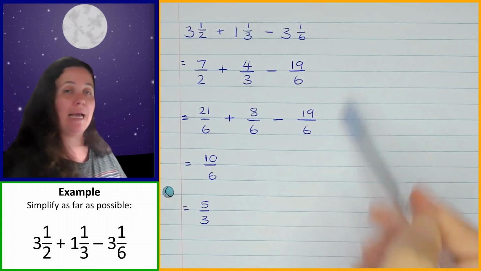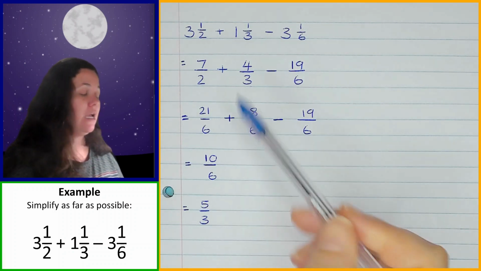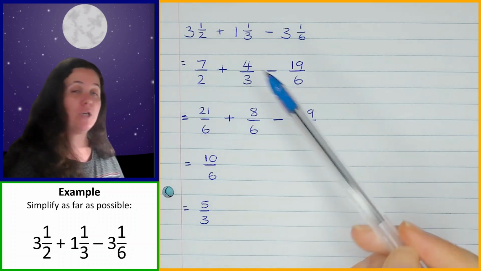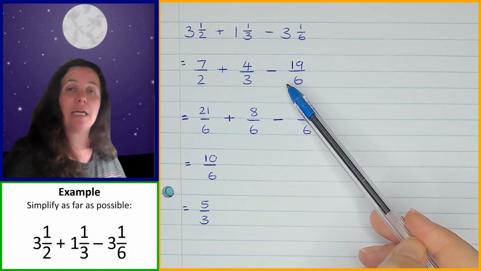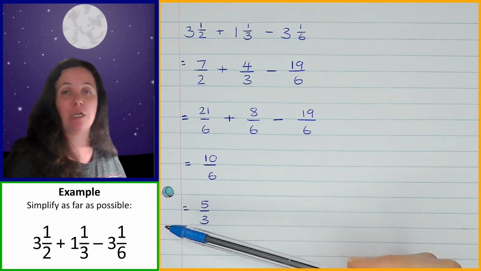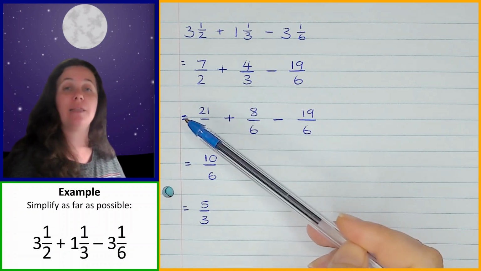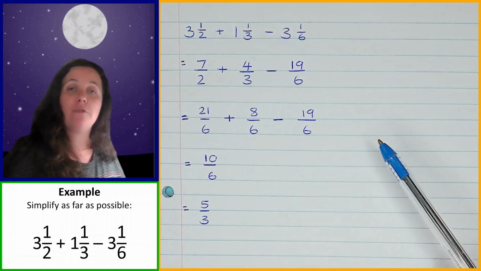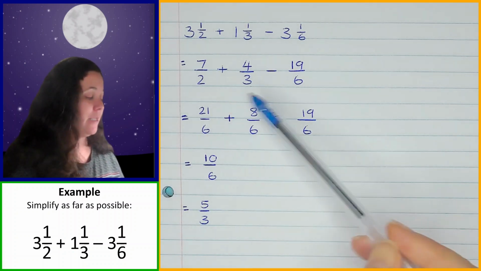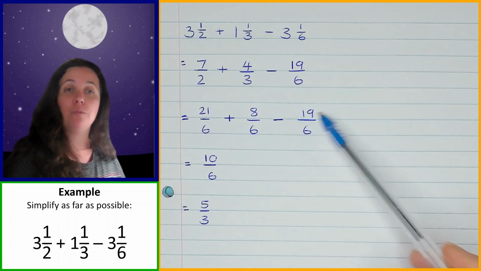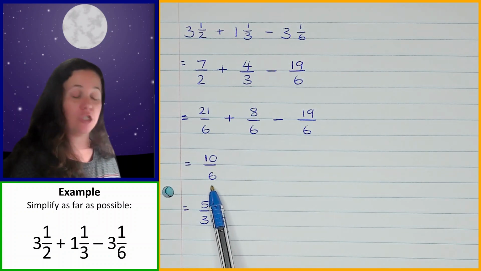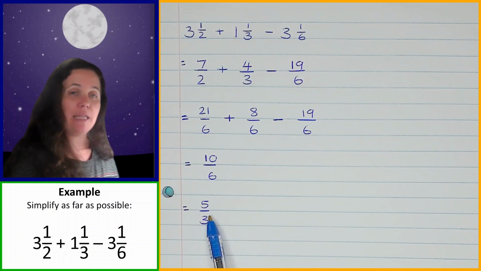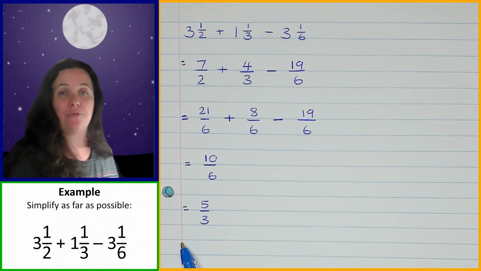So when we're adding and subtracting common fractions, if they are mixed numbers, the first thing we do is convert those to improper fractions. Then once we've done that, we follow the steps for adding and subtracting fractions. So we find the LCD and change all of the fractions so they have that same LCD. Then you add and subtract the numerators and keep the denominator the same. So that 6 didn't change. Okay, and then once I've done that, I go and simplify as far as possible.